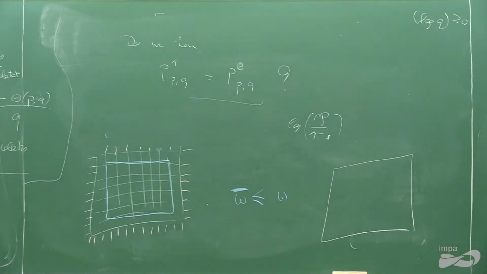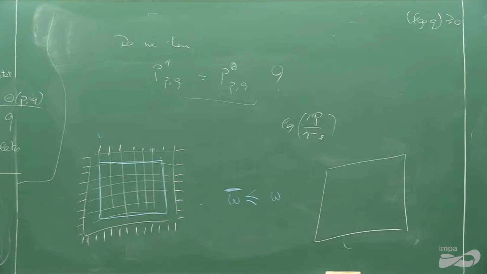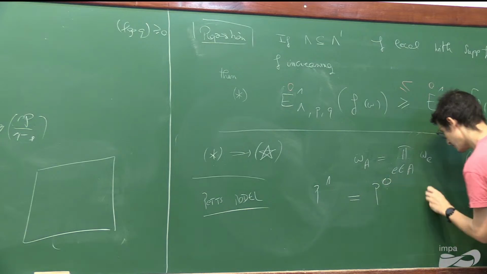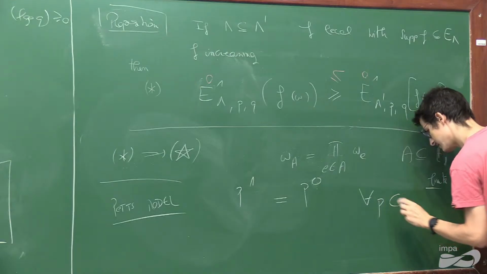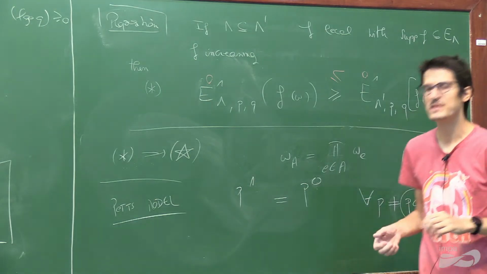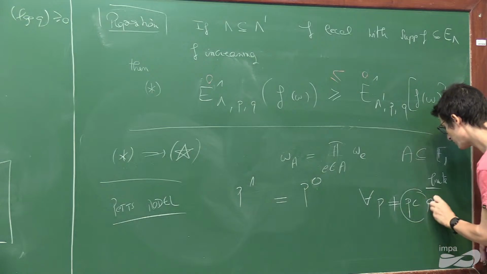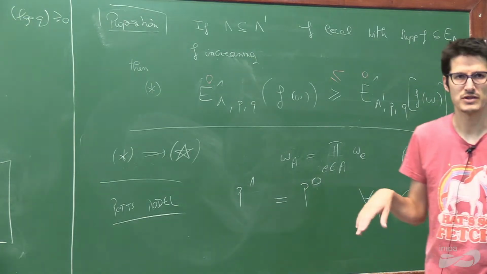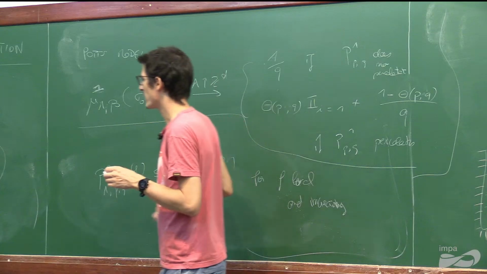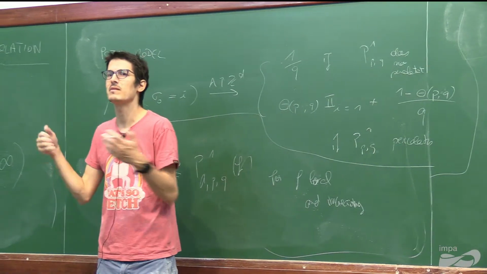So, for the Potts model, what we have is that P1 equals P0 for all p which is different from pc(q), and pc(q) is the percolation threshold for this model. Okay, so it's not obvious from here that the percolation threshold is the same for P0 and P1.